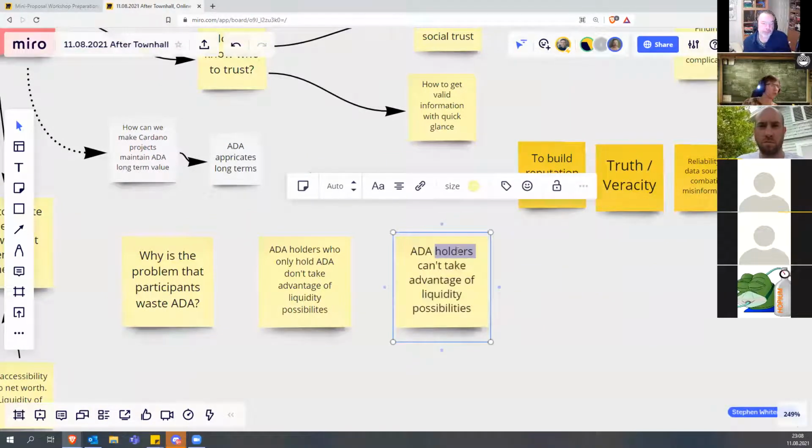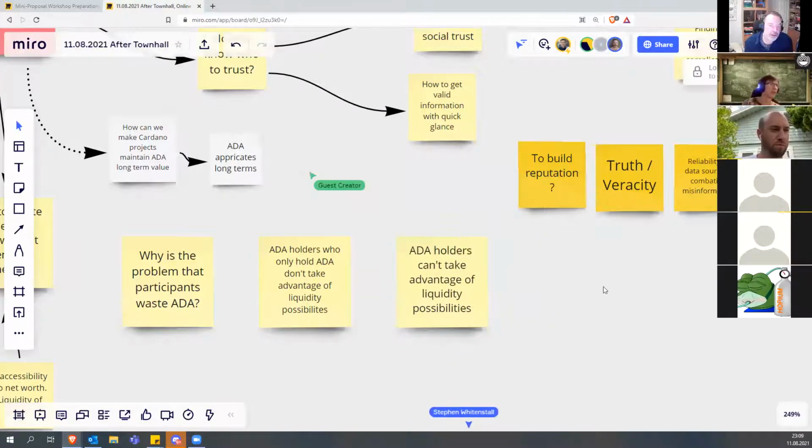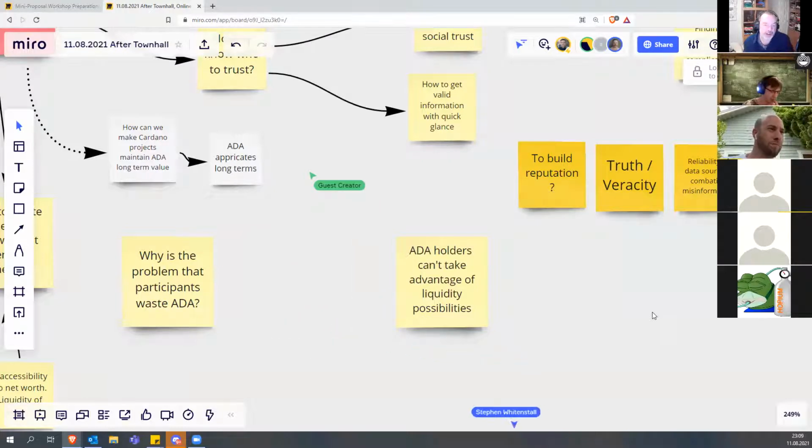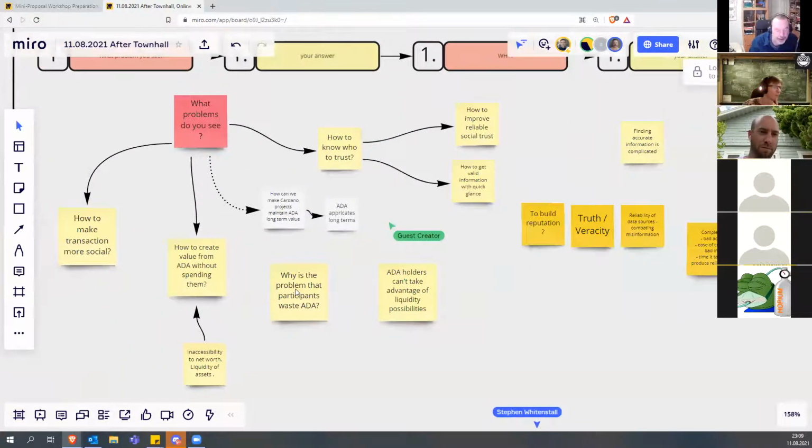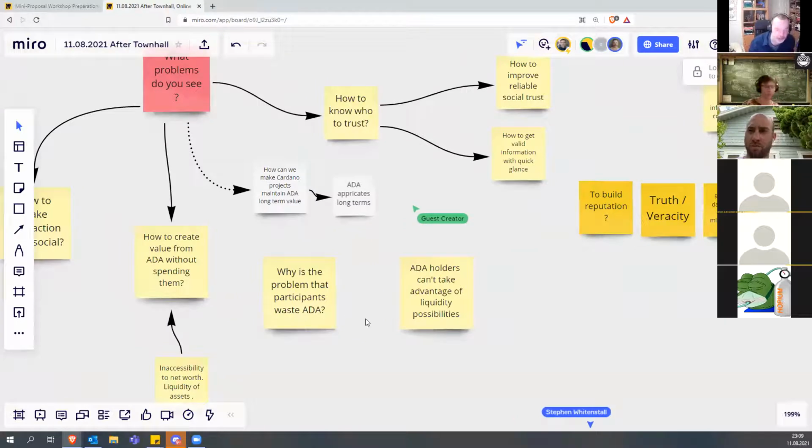So what do I change here? Not the ADA holders, but who? No, that's fine. ADA holders can't take advantage of liquidity possibilities. That's more general. That's quite a good problem statement. What you're not mentioning there is the why, but the why is maybe part of the solution. Because there's a tendency to hold on to ADA. But actually, that's another part of the problem, isn't it?